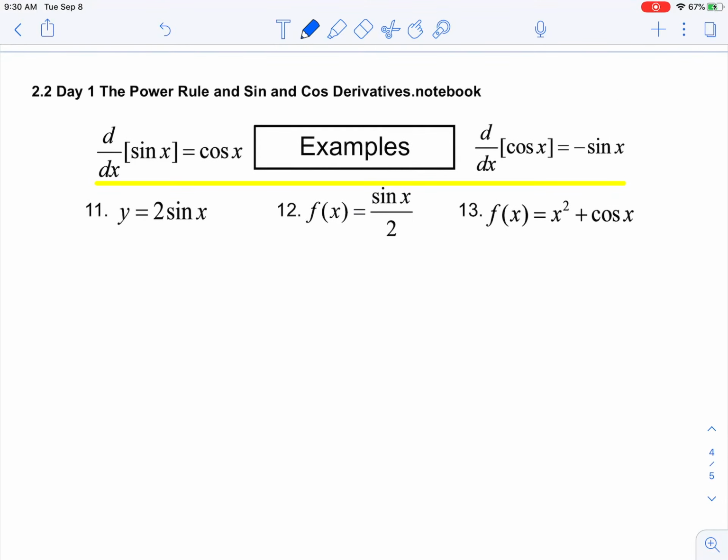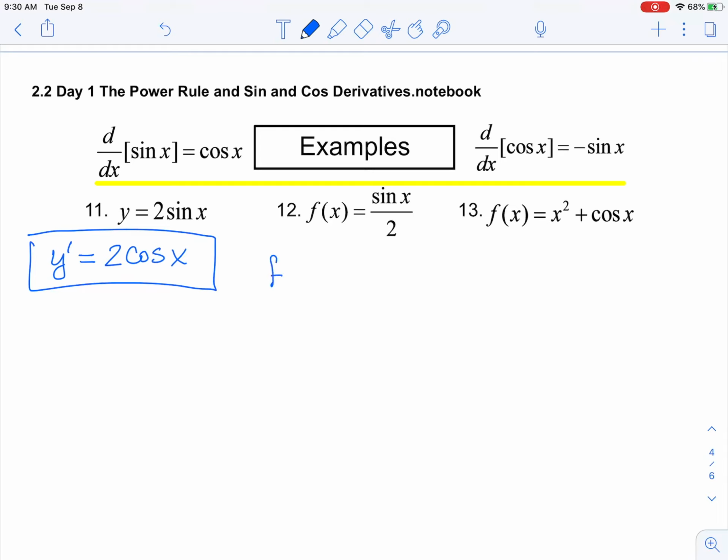Let's do some examples. So number 11, y is 2 sine of x, so y prime, or dy dx, is that constant just stays out front, so 2, and the derivative of sine is cosine x. There's the derivative.